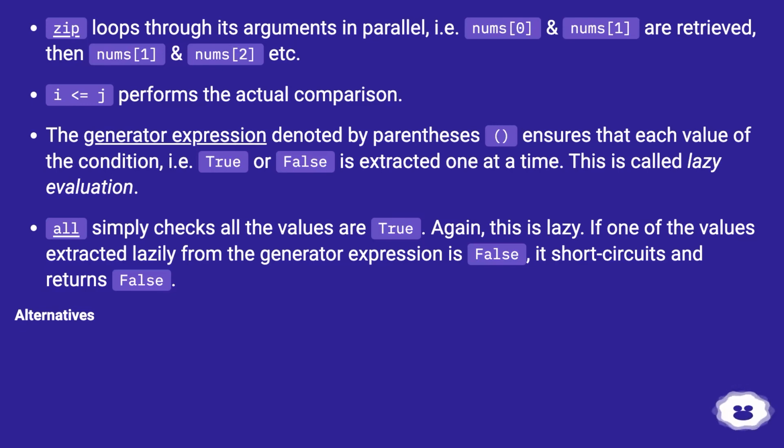The generator expression, denoted by parentheses, ensures that each value of the condition, i.e. true or false, is extracted one at a time. This is called lazy evaluation. All simply checks all the values are true. Again, this is lazy. If one of the values extracted lazily from the generator expression is false, it short-circuits and returns false.